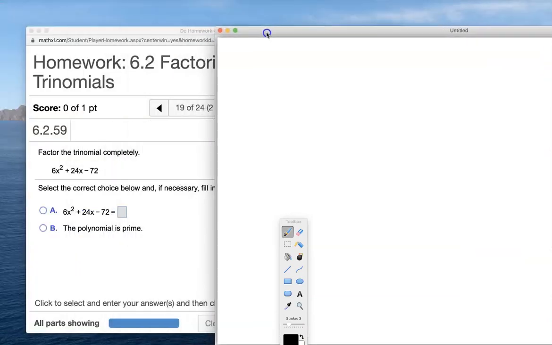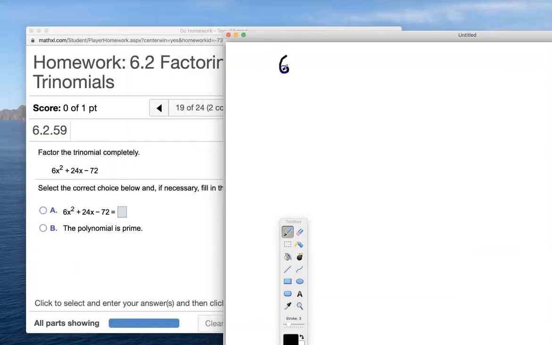Let's see what we got. Let's move this over here and write the problem down. Now, this problem looks a little bit different from what we had before. There's no two variables here. There's only one variable. But can you see what the difference is between this problem and what we just did? Every problem that we had so far had the number 1 in front of the x squared. 6 is now in front of the x squared.